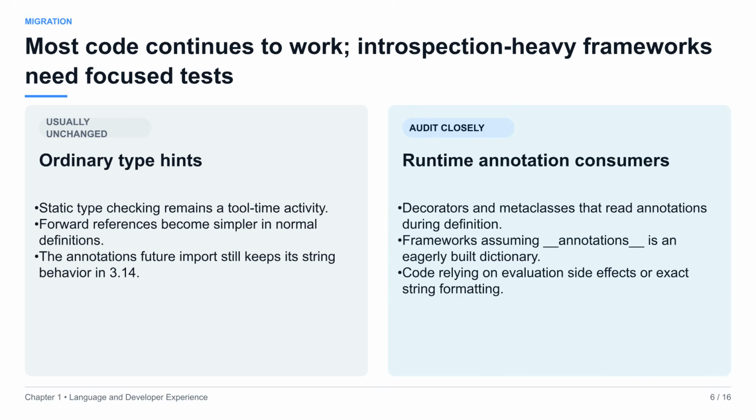The majority of applications can adopt deferred annotations without source changes. The higher risk category is code that treats annotations as active runtime configuration. Decorators, metaclasses, dependency injection systems, serializers, and documentation tools may read annotations at definition or import time, and may assume exact object or string forms. Test those paths with representative forward references and aliases. The future import remains meaningful in 3.14. Code using it continues to store annotations as strings. Removing it is therefore a separate migration decision, not a mechanical cleanup required for this release.